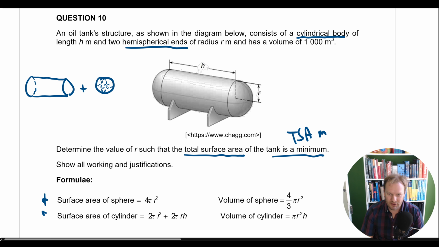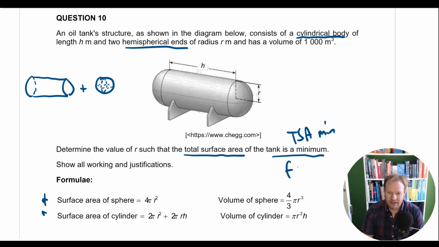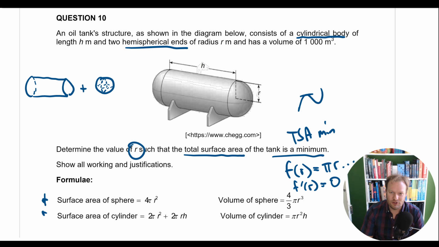Okay, so TSA min means we must get a function for surface area. So if we can get a function in terms of one variable only, let's say that our variable is going to be radius. Well, it must be radius, value of R. So we get a function of R for total surface area. It's going to be pi R, this, that, and the other. No H's though. And then, of course, if we want to find a minimum, we can differentiate this and find where it's equal to 0, whatever type of function we're looking for, maxima and minima, and we'll look for the minimum. Okay, so they're all the bits of the puzzle. Let's see what we can do and what information we're given.